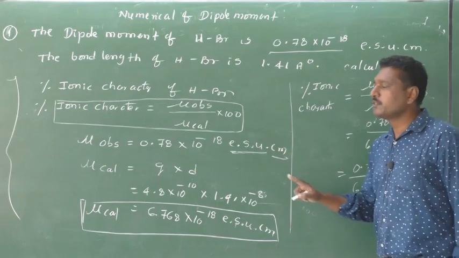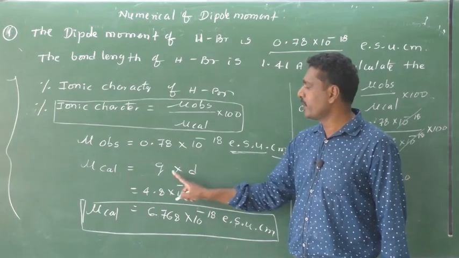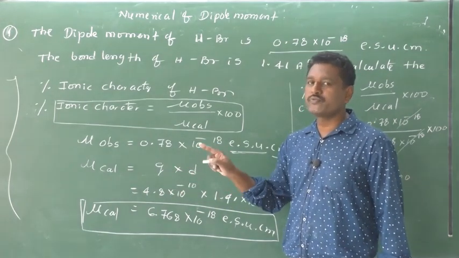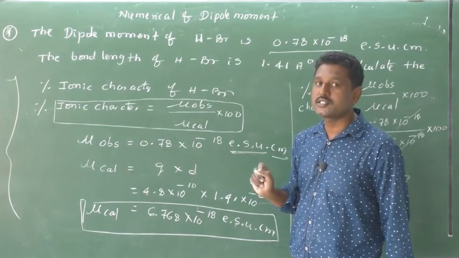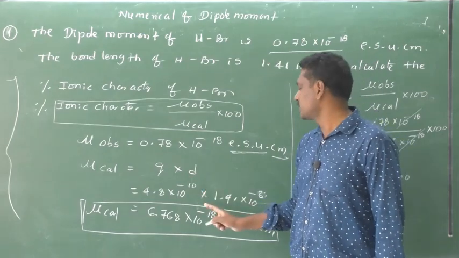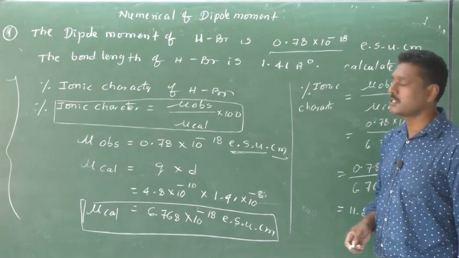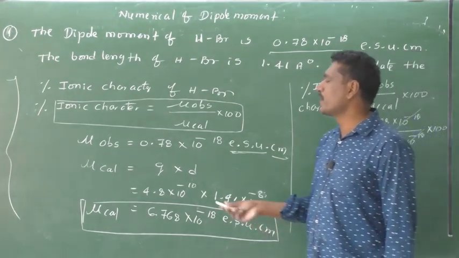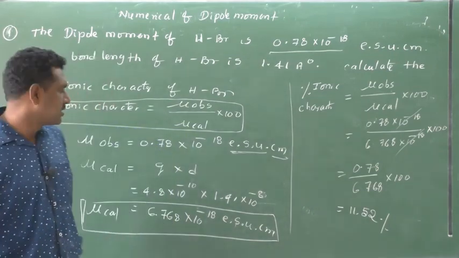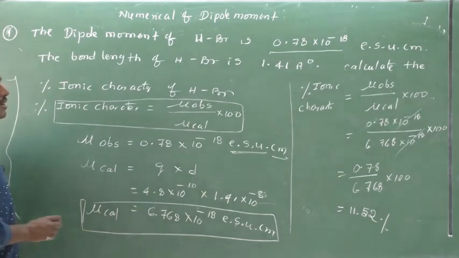We know that dipole moment is the product of charge and distance. Therefore here charge is given in ESU. So the value of electron charge is 4.8 into 10 power minus 10 electrostatic units, and the distance is 1.41 into 10 power minus 8 centimeters. So by the calculation we get mu calculated equal to 6.768 into 10 power minus 18 ESU centimeters.